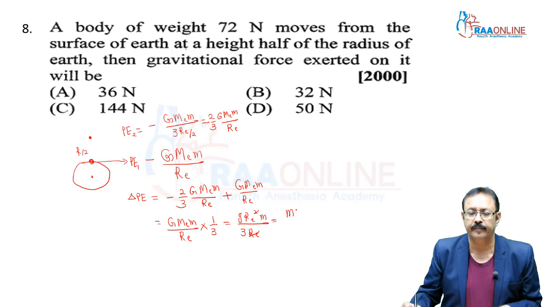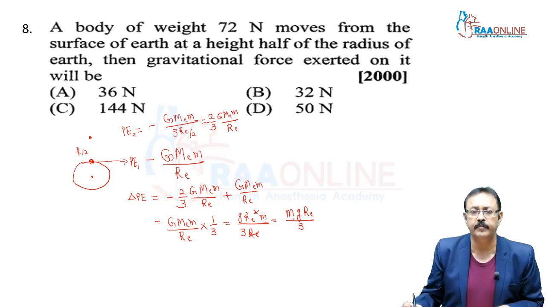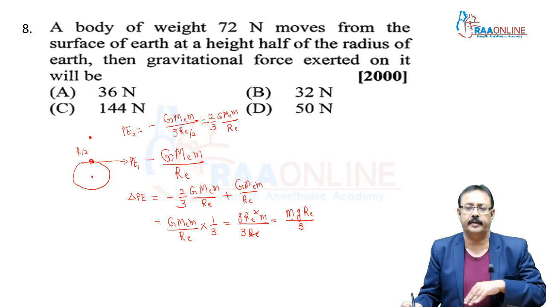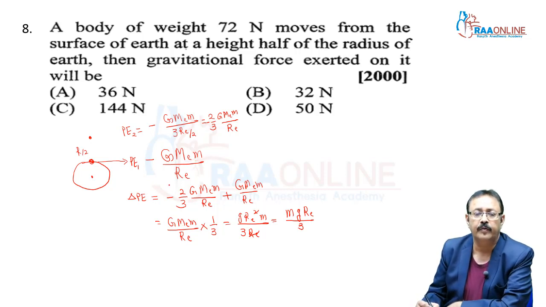mg Re divided by 3. mg Re divided by 3. So what is the change in kinetic energy? It was minus GMm by Re at this place. Now it will become the change in kinetic energy is this.